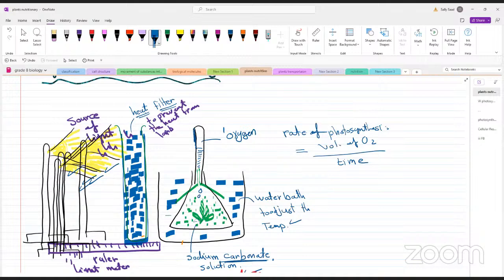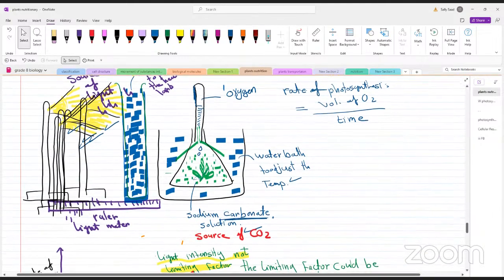Why will we use that as a heat filter? Water has a high specific heat, so it will not allow the heat to pass and reach the plant. It works like a barrier for the heat getting out of the lamp that would otherwise heat up the plants. You got it? You have no doubt about that?